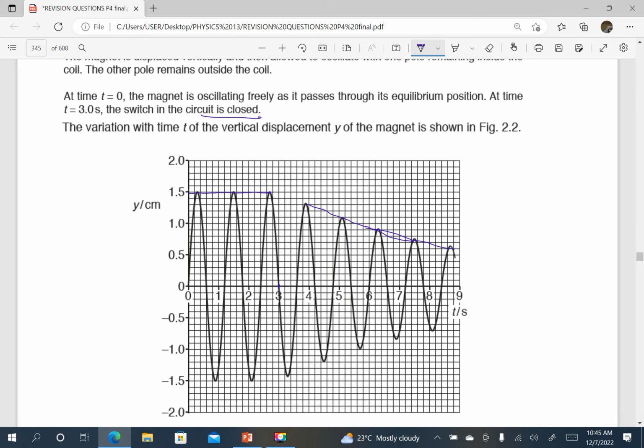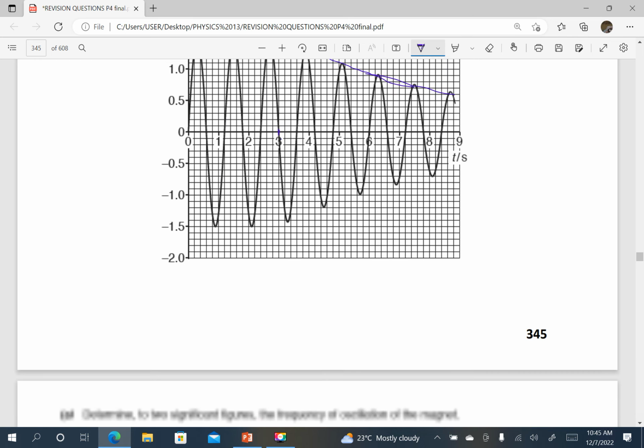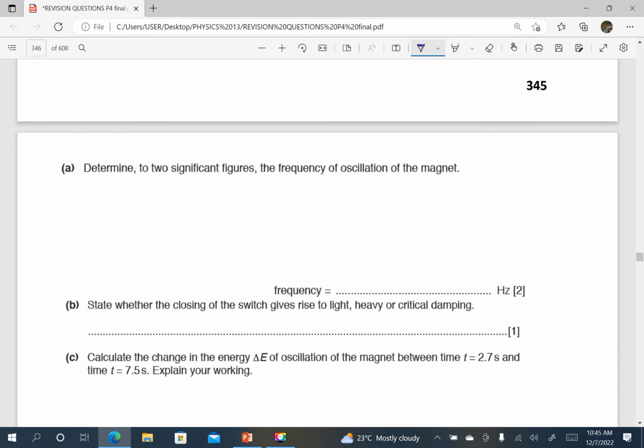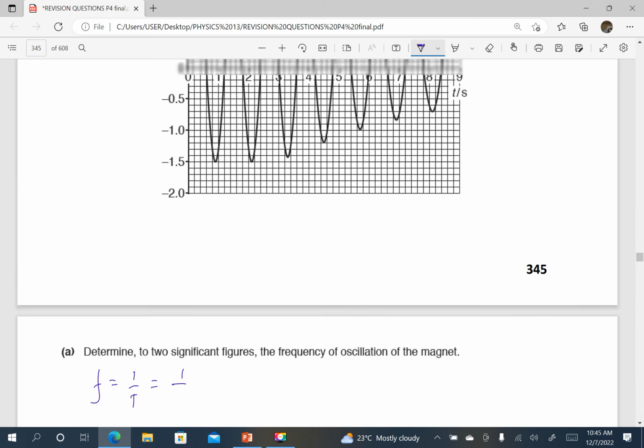The variation with the time t of the vertical displacement y of the magnet is shown in the figure. Determine to two significant figures the frequency of oscillation of the magnet. So to find the frequency, we need the period. Frequency is equal to 1 over period. Let's try to find the period.